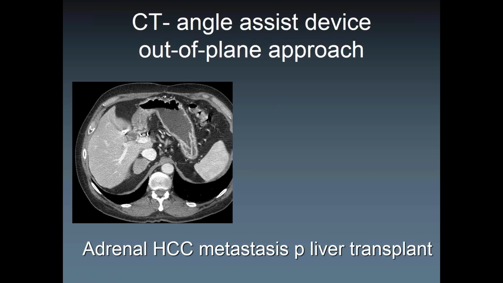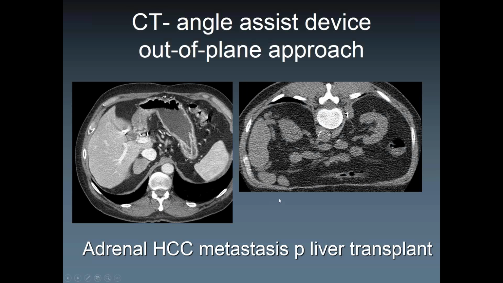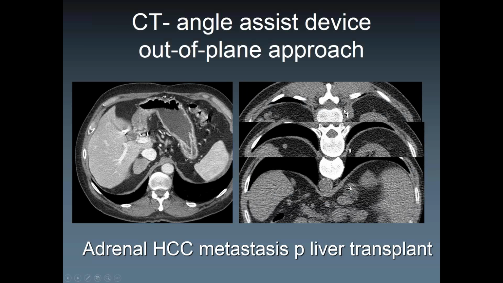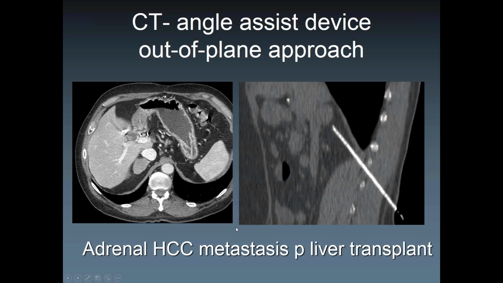Now you want to know how much to angle into that in order to get safely around the pleura. You do your transverse images and you think it's all easy, but how did you get there, right? So how do you know where to get to the skin? So what you do is you do sagittal recons first.